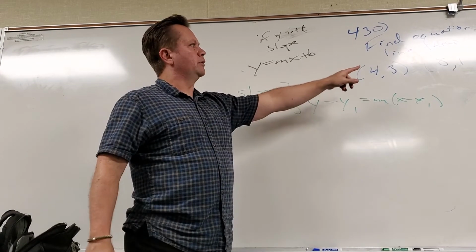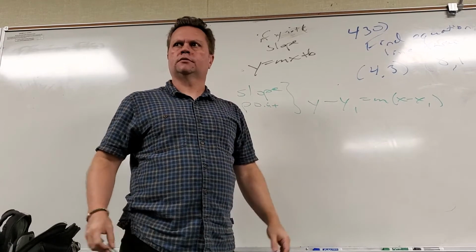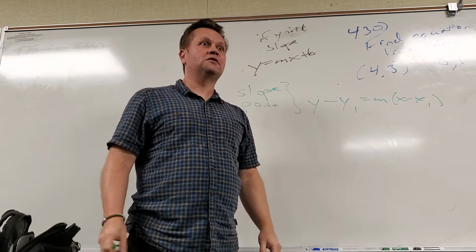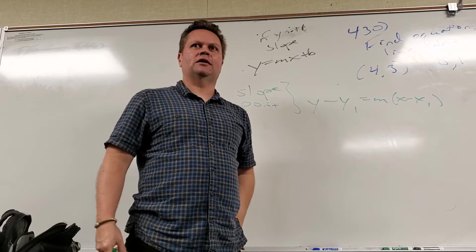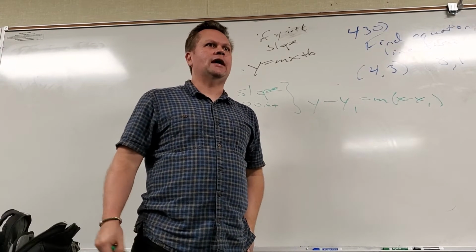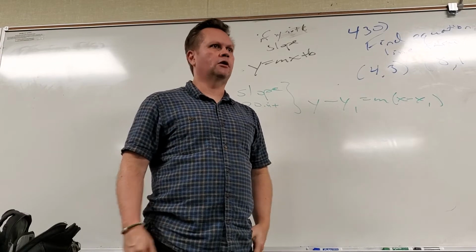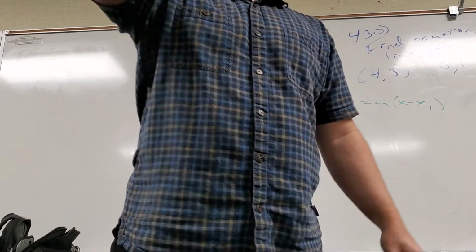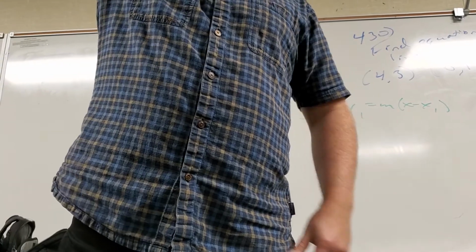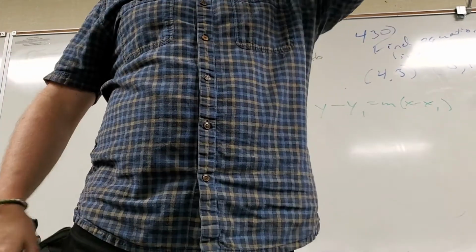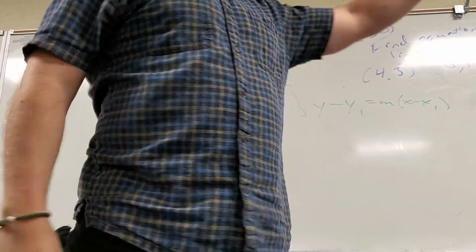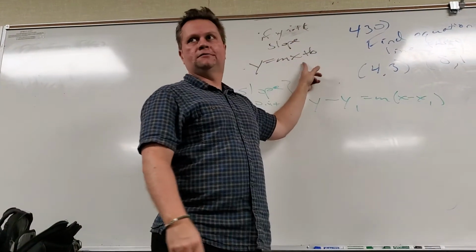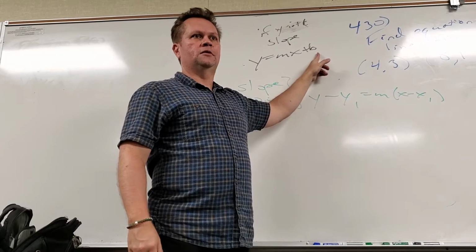So in this problem, do I have the y-intercept? How do I know that I don't? Because neither point has x equal to 0. How do you find the y-intercept? You make x 0. So for a point to be the y-intercept, it has to be 0, comma something. And I don't have that. So I can't use this. I don't know what b is.